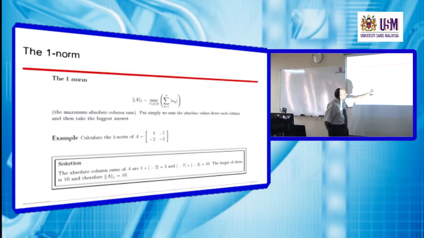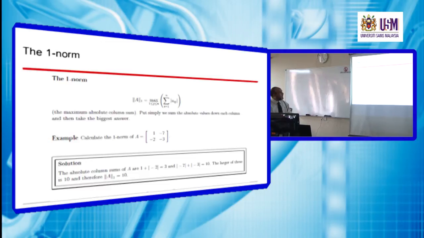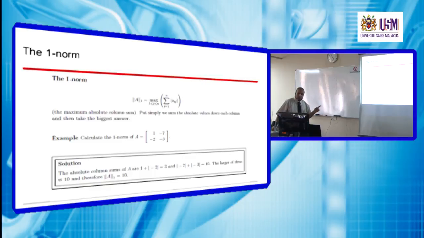We have, for example, a matrix: 1 and minus 2, and minus 7 and minus 3. We add the absolute values of each column vector. The first column, 1 and minus 2, the summation is 3. The second column, minus 7 and minus 3, the summation is 10. In this case, the L1 norm of this matrix is 10. We are taking the maximum summation of the absolute values of each column. Okay?